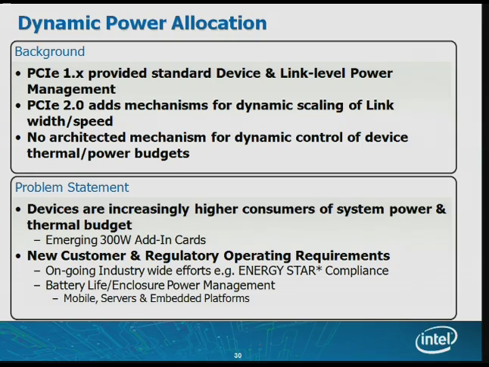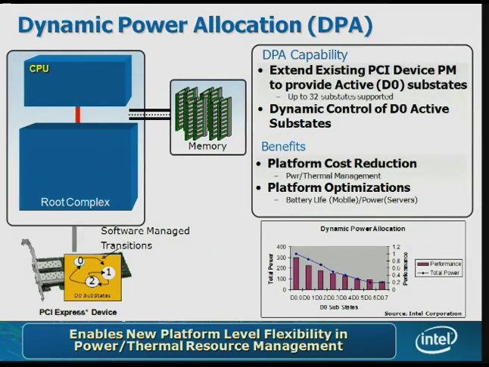So this mechanism allows treating power, both in terms of power delivery and in terms of thermals, as a resource that can be used in the platform, and defines a new active power management state, which for those familiar is called D0. We define D0 substates, up to 32 substates, that would allow, under control of the software, the power resource to be managed in a platform. In other words, you can have a 300-watt card that could operate at 150, 200, 50, and a number of different steps. Those will all be considered active states.